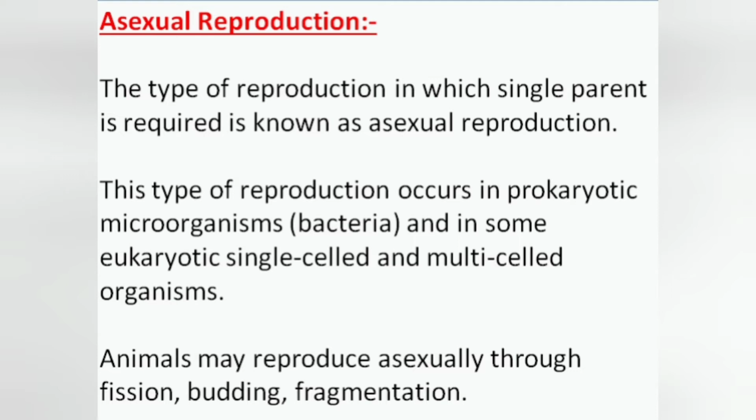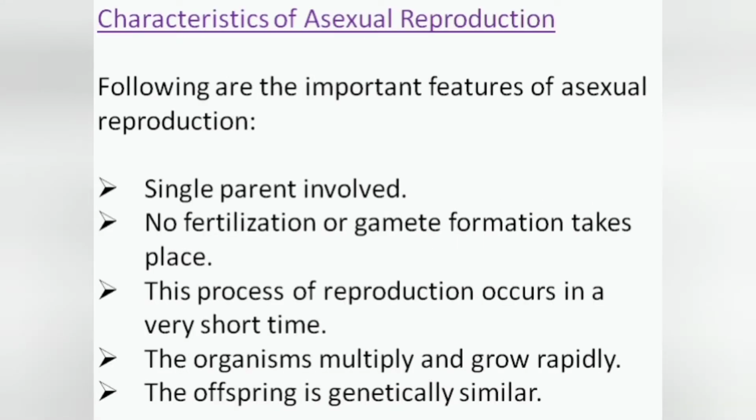Now we will discuss characteristics of asexual reproduction. Following are the important features of asexual reproduction. First, a single parent is involved. Second, no fertilization or gamete formation takes place. Third, the process of reproduction occurs in a very short time. Fourth, the organisms multiply and grow rapidly. Rapidly means very fast. Fifth and last, the offspring is genetically similar to the parent.